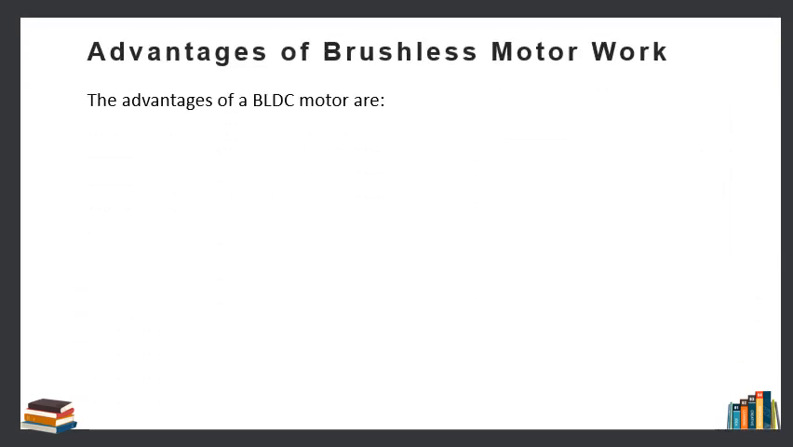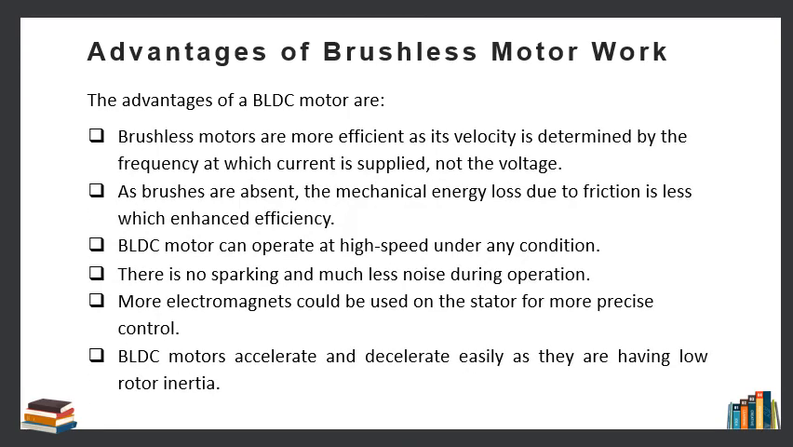The next topic is the advantages of brushless DC motors. There are various advantages of brushless DC motors. Some of them are here. Number one, brushless motors are more efficient, as their velocity is determined by the frequency at which the current is supplied, not the voltage. As the brushes are absent, the mechanical energy loss due to friction is less, which enhances the efficiency of the motor. Brushless DC motors can be operated at high speed under any condition.